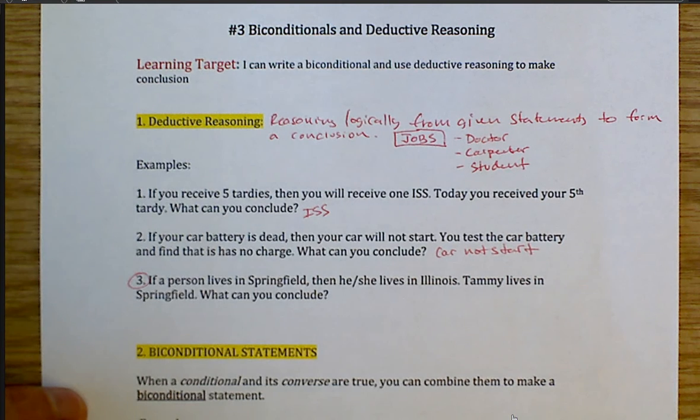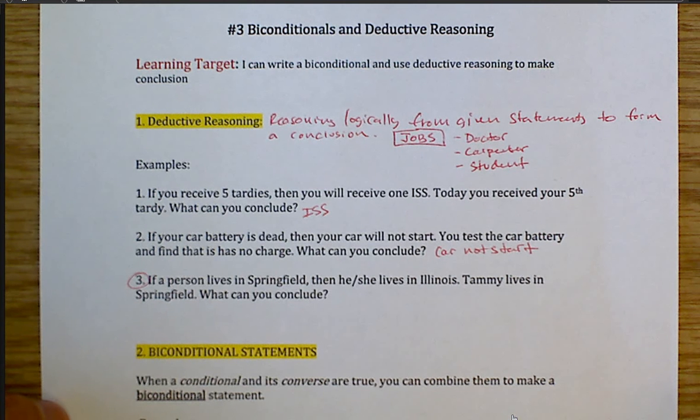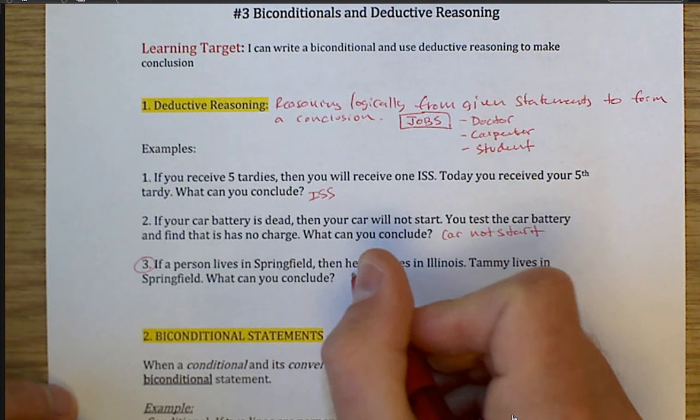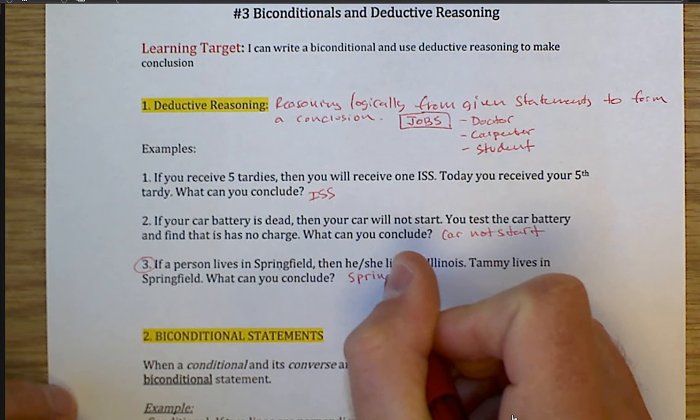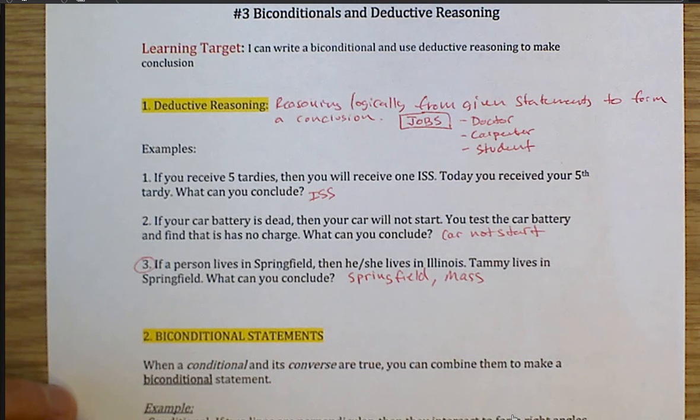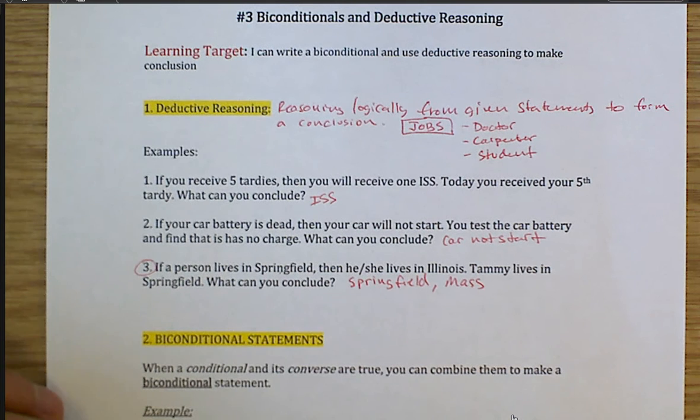The third example is an example of deductive reasoning that maybe doesn't necessarily follow logic. Okay. Hear me out on this. If a person lives in Springfield, then he or she lives in Illinois. Tammy lives in Springfield. What can you conclude? Now, those of you who are up on your geography, you may know that there is more than one city named Springfield, right? Springfield, Mass. So this doesn't actually make sense. This would be a false statement, because Springfield, Massachusetts, she could live there too. So you have to look at the information or the statements to see that they're logically making sense. Okay? So that's deductive reasoning kind of in a nutshell.